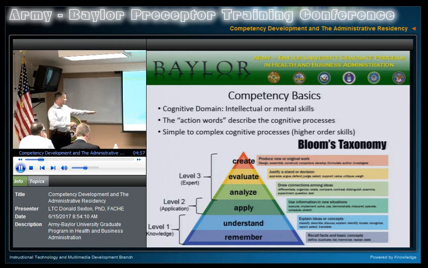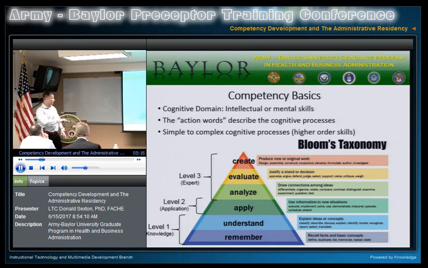This uses action words to help describe how you would learn. If you look at this, essentially this is a way to organize, to try to get a person to move to these points of clarity. These action words right here will help in terms of these cognitive processes.